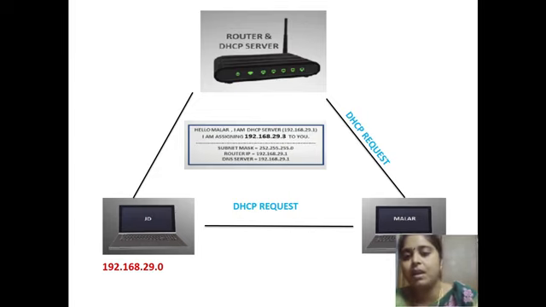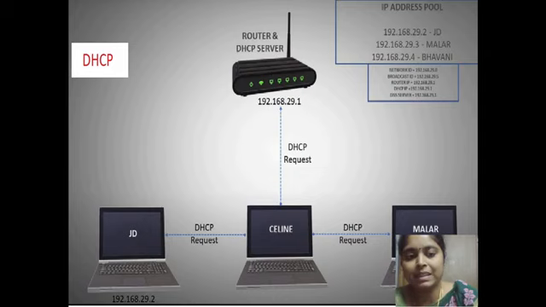After confirming the IP address has not been allocated before, it assigns a new IP address to the second device. For the second device the IP address is 192.168.29.3. Okay, so I have connected two devices to the DHCP server. Then I need to connect one more device to the router, a third device.